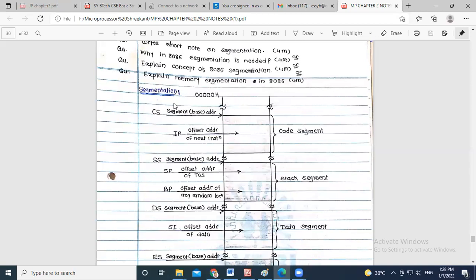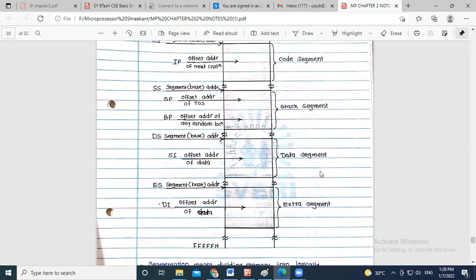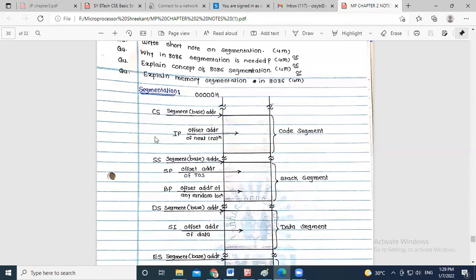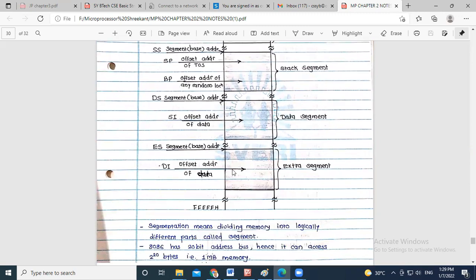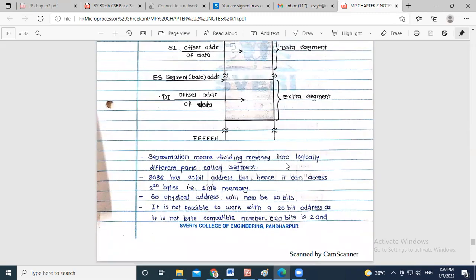Segmentation is nothing but what? These are the sub memories present in the main memory. The main memory is 8086 here, and the sub memories are code segment, stack segment, data segment, extra segment, ES, DS, SS, and CS. Okay. So this is just segmentation, because this is very important from your lab point of view. In segmentation, the memory is divided into different parts.